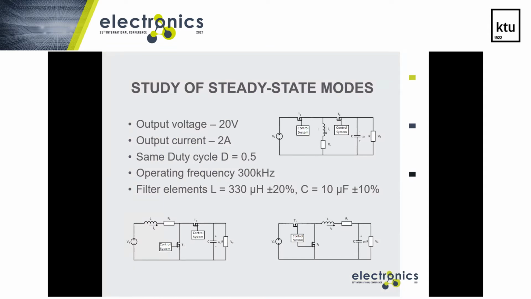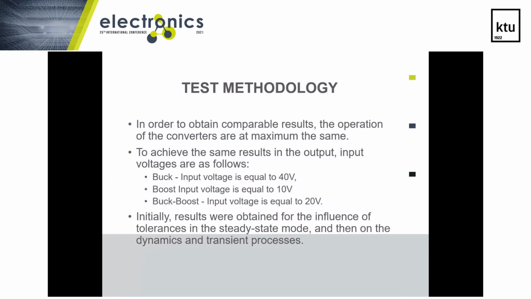We have common output parameters such as output voltage and output current. We are using the same duty cycle, operating frequency of 300 kilohertz, and the same filter elements with given tolerances. For the inductance, this is plus minus 20% and for the capacitor, plus minus 10%. In order to obtain comparable results, the operation of the converters is at maximum the same.